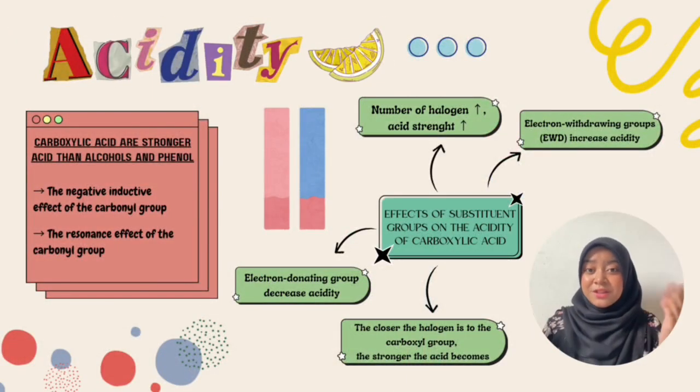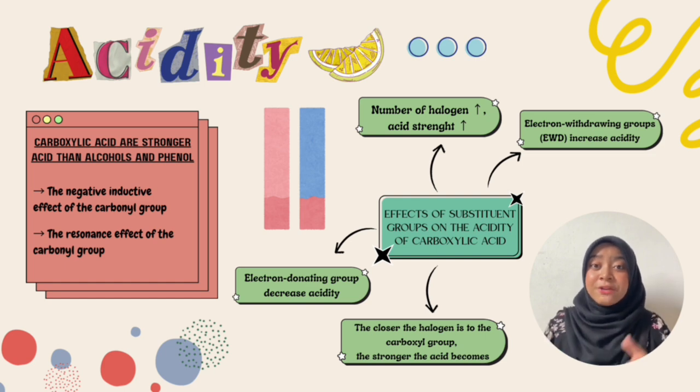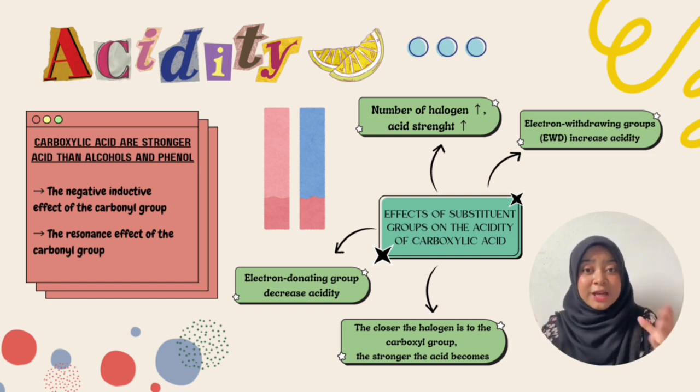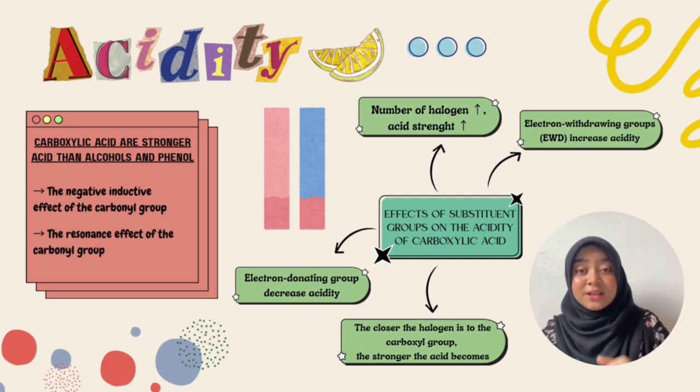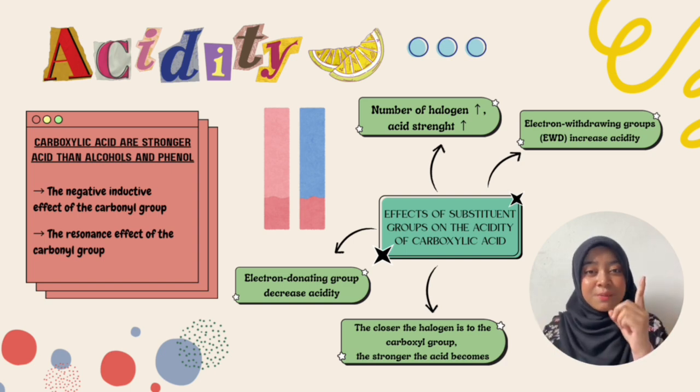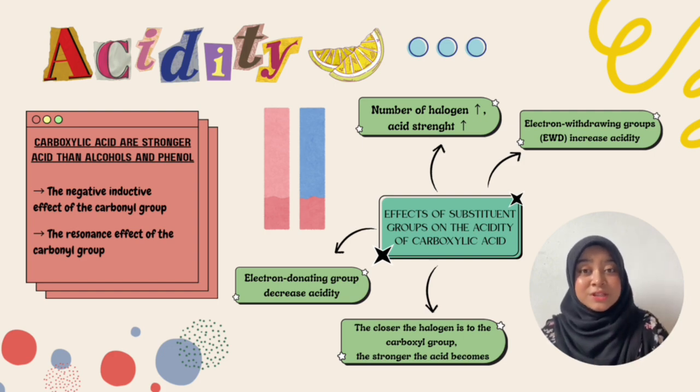Last but not least, let's talk about acidity. Carboxylic acids are stronger acids than alcohols and phenols. This is due to the negative inductive effect and resonance effect on the carbonyl group. Now, let's talk about the effect of substituent groups on the acidity of carboxylic acids. First, electron withdrawing groups will increase acidity. Second, acid strength increases as the number of halogens increases. Third, electron donating groups will decrease acidity. And last, the closer the halogen is to the carbonyl group, the stronger the acid becomes.